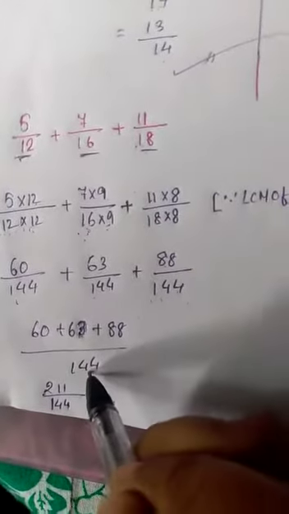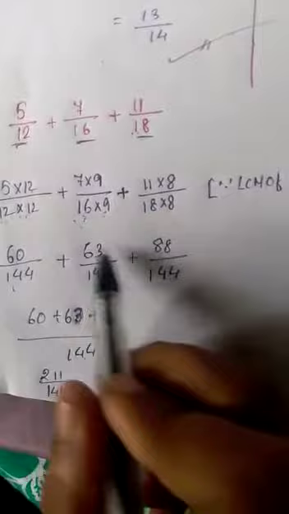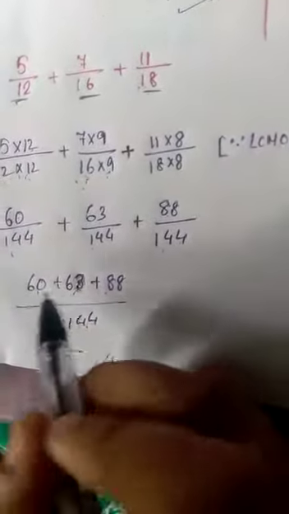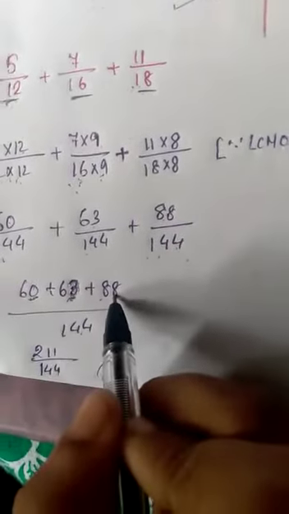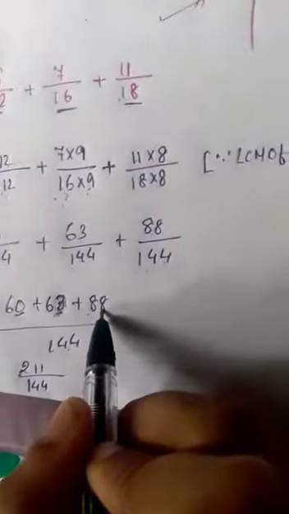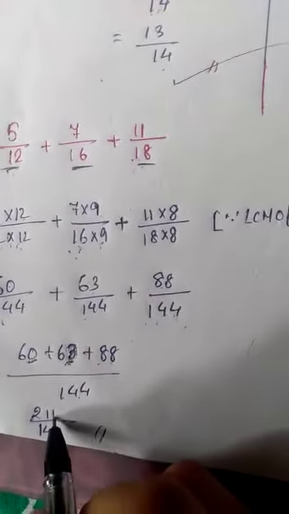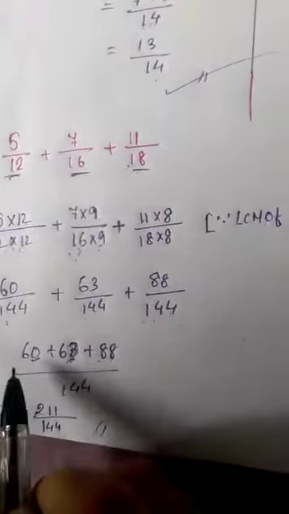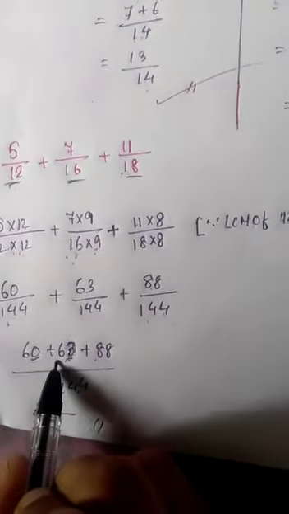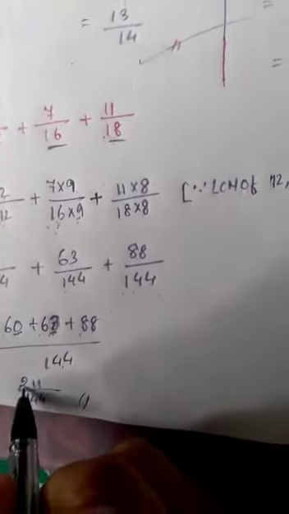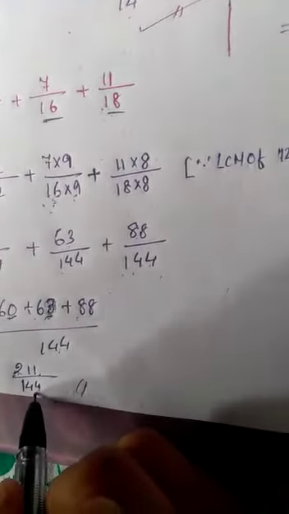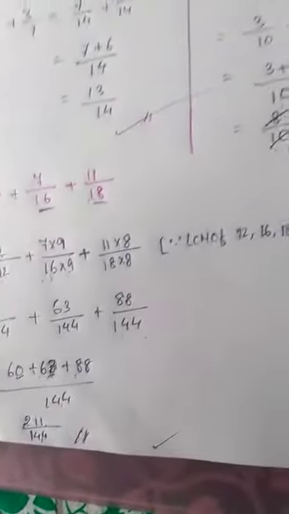So the common denominator 144 we have taken. Now we will find the numerator summation. So 60 plus 63 plus 88. Now see here, 0 plus 3 is 3, plus 8 is 11. From 11, 1 we will write, 1 will carry forward. So 6 plus 6 is 12, 12 plus 8 is 20, 20 plus 1 is 21. So 211 divided by 144. So this is our result. Now we have done the addition.